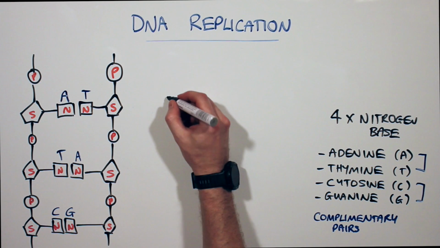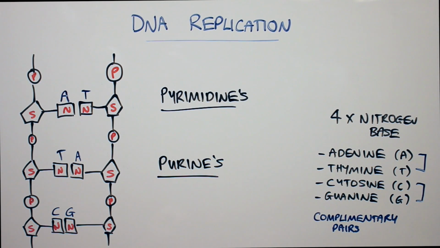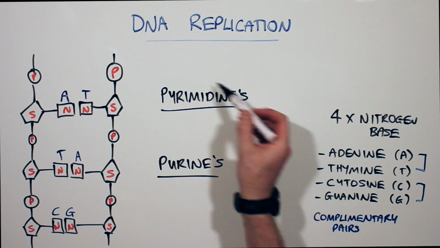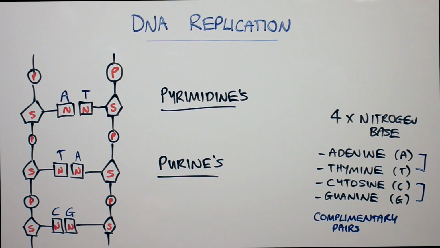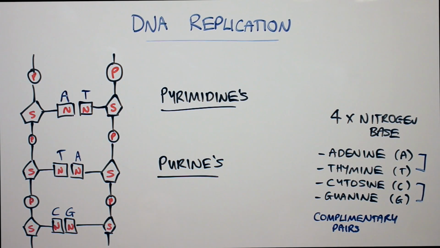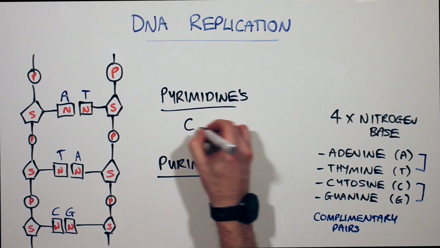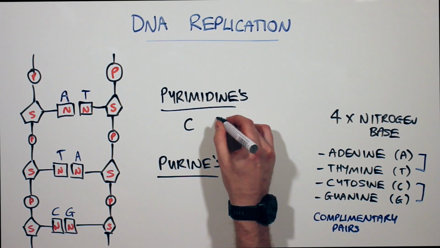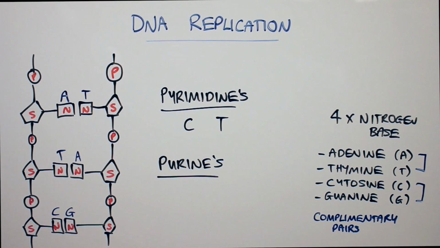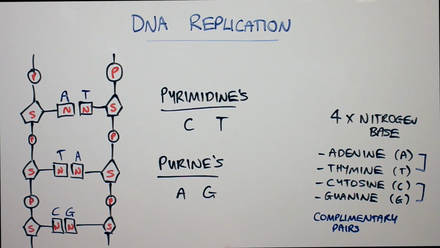For example, there are two things called pyrimidines and purines. Now you may not have come across these before, but these are just different types of molecules. And you'll remember we've talked about nitrogen bases before? Well, in fact, these can be described as either pyrimidines or purines. So when we're looking at pyrimidines, we are talking about cytosine and thymine. And when we're talking about purines, we're talking about adenine and guanine.